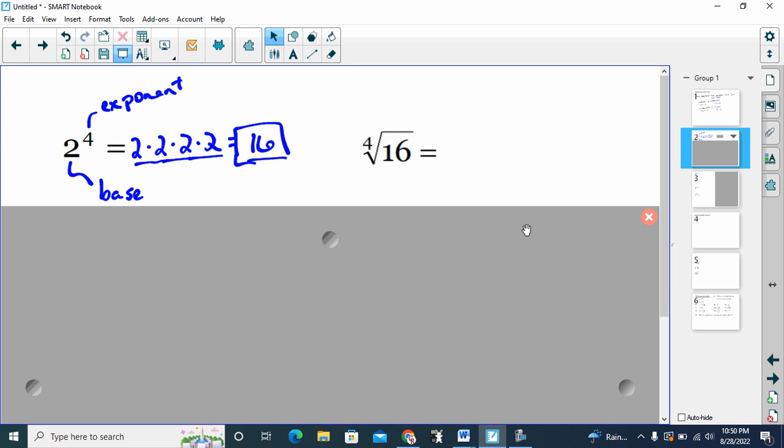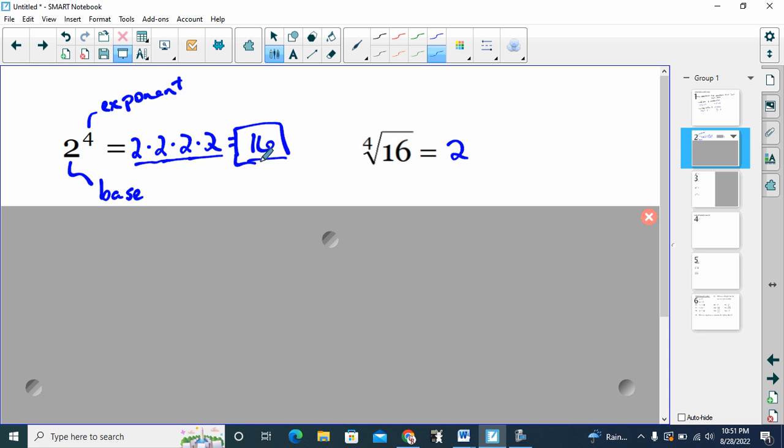This notation, this is a root. And this is read as the 4th root of 16. And what we're thinking through here is what number to the 4th power gives me 16? Well, we just said 2 to the 4th is 16. So the 4th root of 16 is 2.